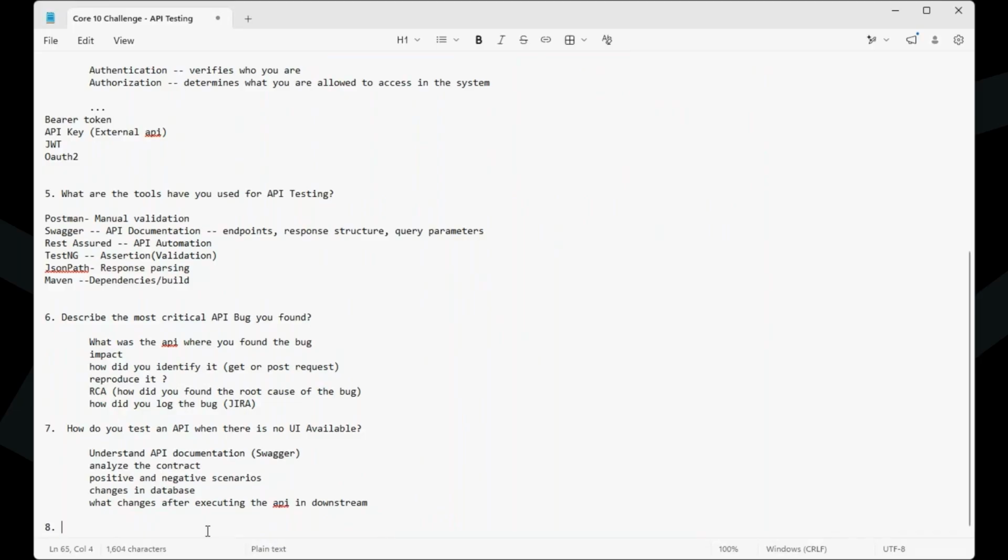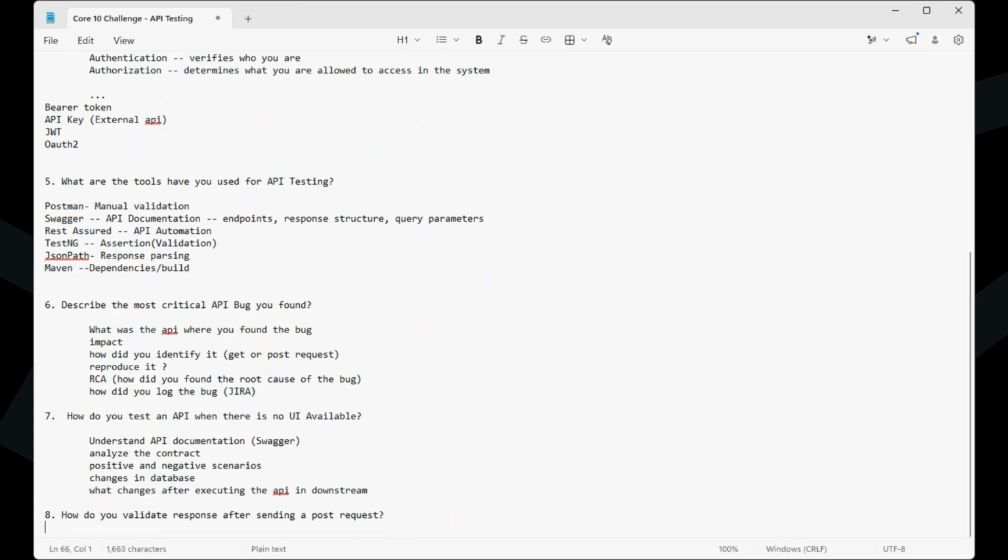The following question: we can think about how do you test or validate the response after sending a post request? How do you validate the response after sending a post request? Tell me, anybody think about it? Got it, right? What are the things?